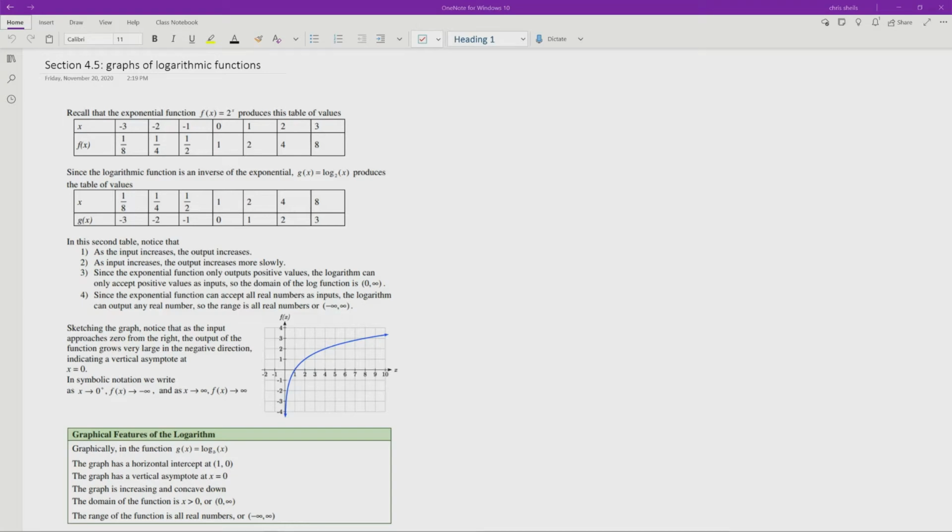Hey everyone, today we're looking at section 4.5. This is on graphs of logarithmic functions.